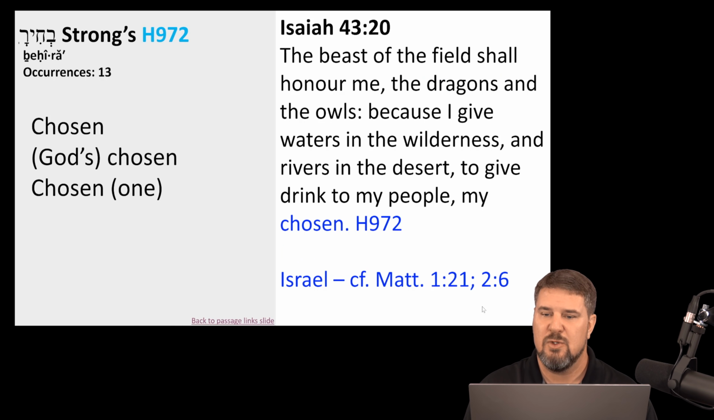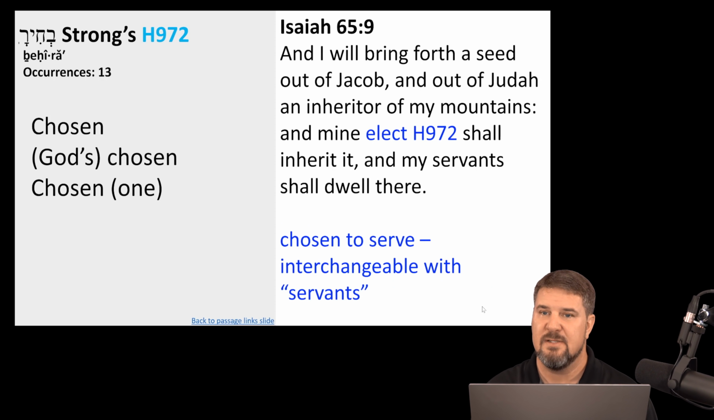Isaiah 43:20, "The beasts of the field shall honor me, the dragons and the owls, because I give waters in the wilderness and the rivers in the desert to give drink to my people, my chosen." Definitely talking about Israel the same way, like in Matthew 1:21, where Calvinists think that's talking about them because they're me-centered. They think everything's about them, but it's still talking about Israel, God's chosen people. "Save his people from their sins."